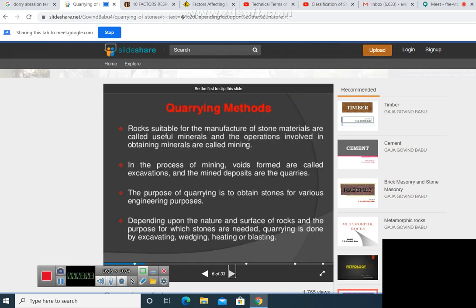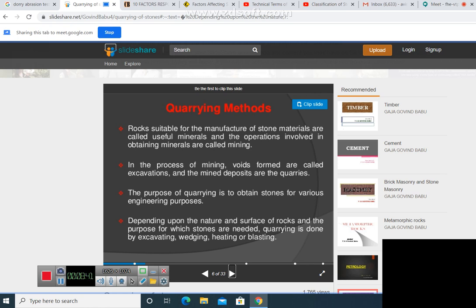Now quarrying methods. How you will be obtaining the stones from rocks. The rocks that are suitable for the manufacture of stone materials are called useful minerals, and the operations involved in obtaining minerals are called mining. In the process of mining, the voids formed are called excavation, and the mined deposits you call the quarry. Now for various engineering purposes you need to obtain stones. So the process of obtaining stones for various engineering purposes you call quarrying.